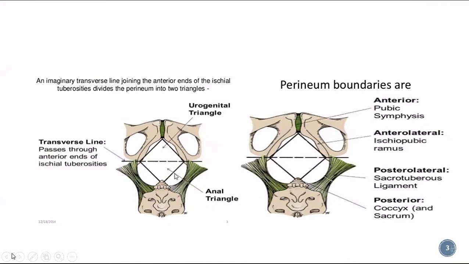Now, for purposes of discussion this afternoon, we will only tackle the urogenital triangle, specifically that of the male, because the anal triangle will be discussed when we talk about the digestive system. Because the anal triangle, most of the contents are intestines. Okay.